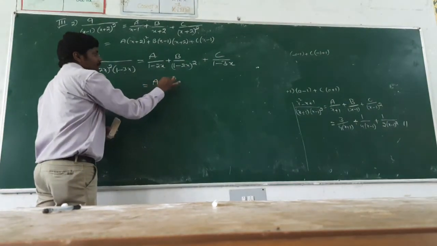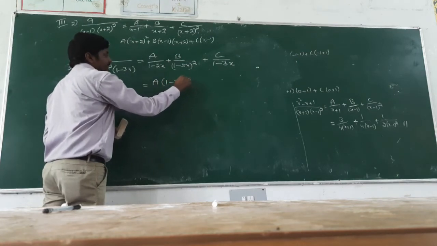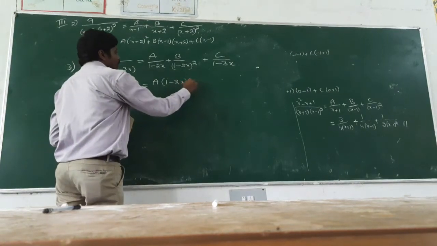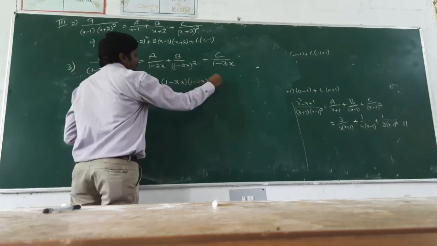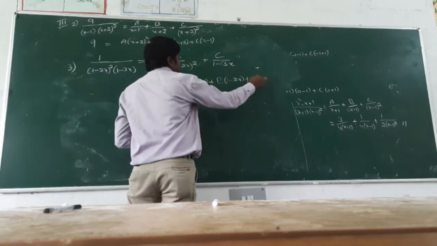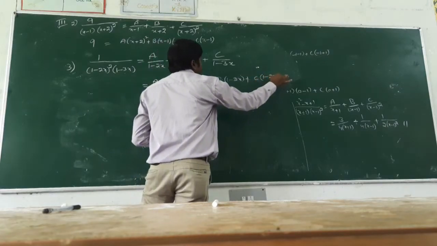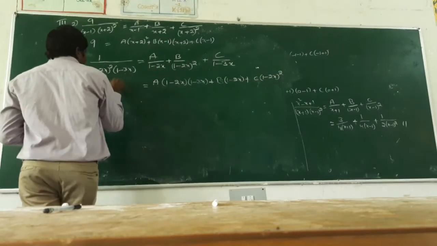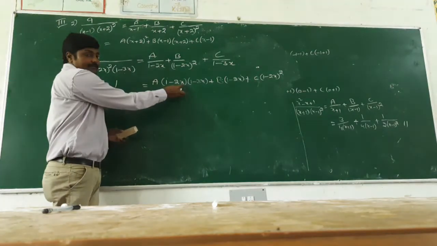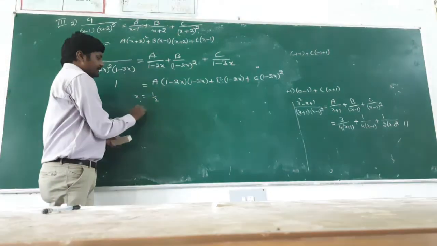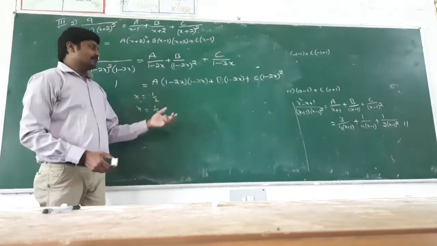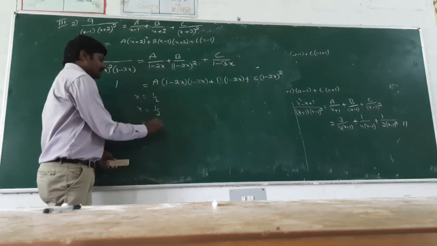LCM: a of 1 minus 2x into 1 minus 3x plus b of 1 minus 3x plus c of 1 minus 2x whole square. Both sides LCM is cancelled. Now we put x is equal to 1 by 2 and x is equal to 1 by 3. We get two values, and for the third value we put x as any real number.